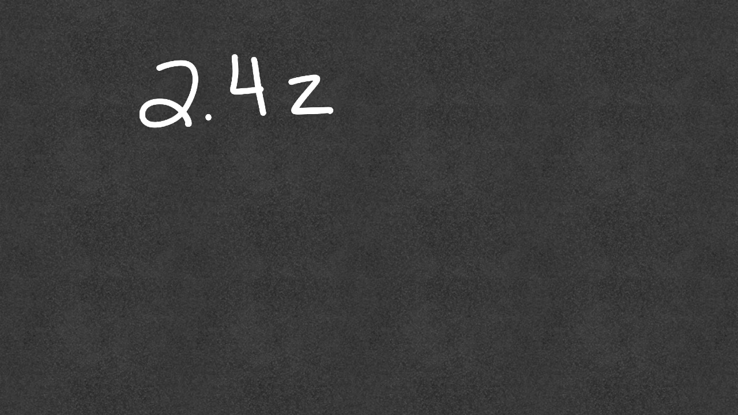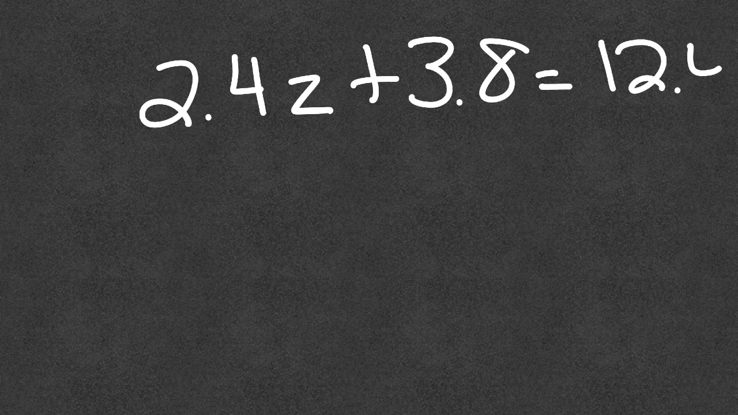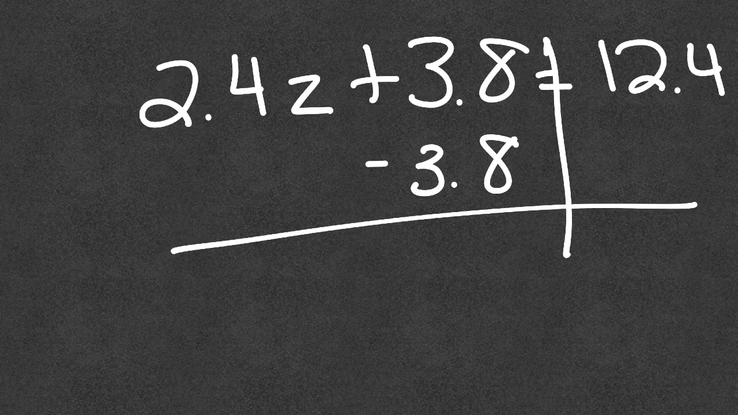So if you're one of my students, then you will see in the problems that I've given you that there are some decimals. So you would solve it the exact same way. So let's say that I had a problem like 2 4/10 z plus 3 8/10 equals, I don't know, 12 4/10. You would solve this the exact same way you've been solving it. So you draw your line. Adding or subtracting goes first, so since it's plus 3 8/10, we're going to subtract 3 8/10 from both sides.